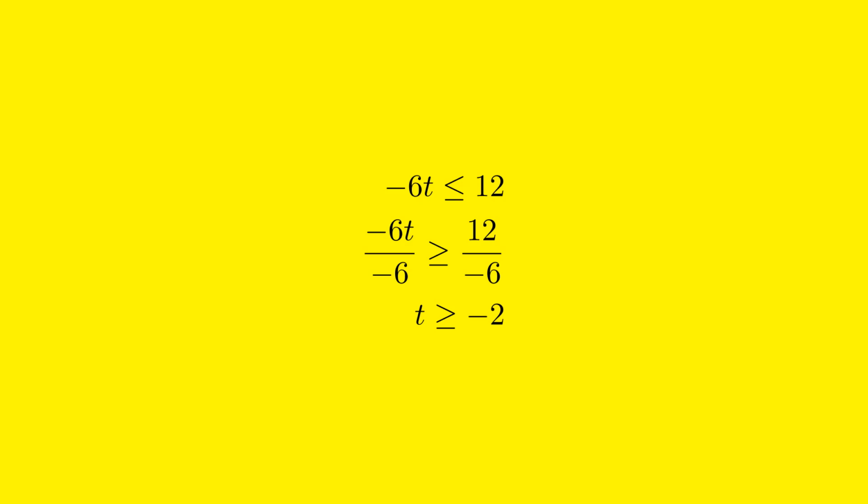Dividing both sides by -6, we have t ≥ 12 divided by -6. Divide 12 by -6, which simplifies to -2. So the inequality becomes t ≥ -2. This is the final step. The solution to the inequality -6t + 3 ≤ 15 is t ≥ -2. In interval notation, the solution is written as [-2, ∞).